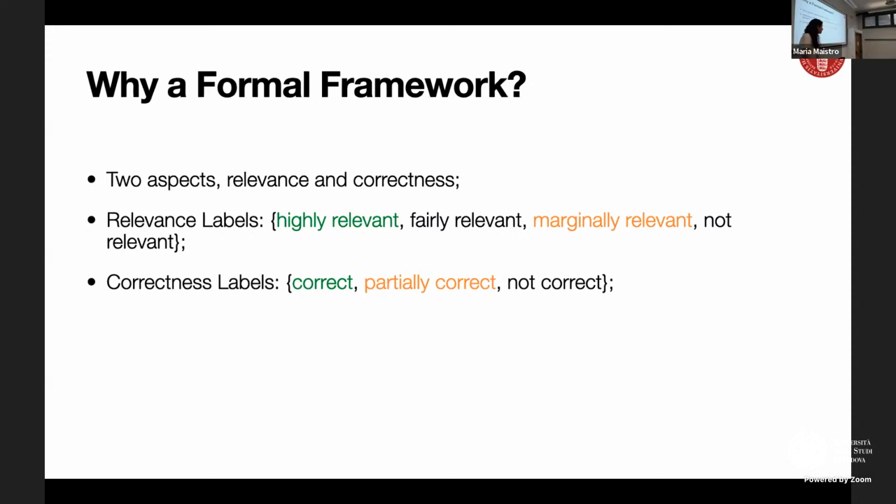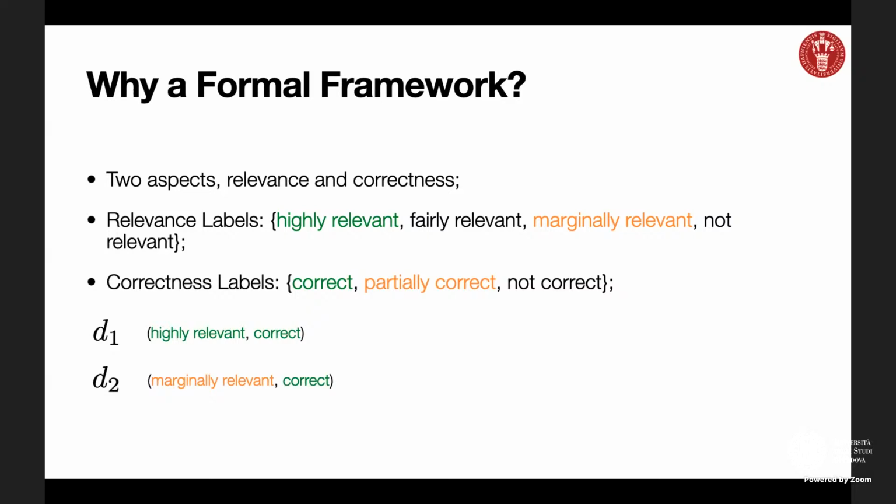So, what is the core problem here? Why is it challenging to evaluate with multiple aspects? Let's say that we have 2 aspects, again relevance and correctness. Then we have these grades for relevance: highly relevant, fairly relevant, marginally relevant, and non-relevant. These are sorted. And also correct, partially correct, or not correct. Now, if we have 2 documents, in this example, one is highly relevant and correct. The second one is still correct, but it's marginally relevant.